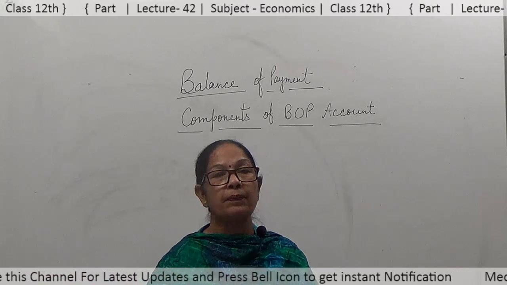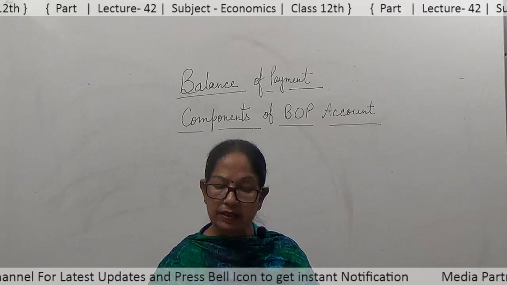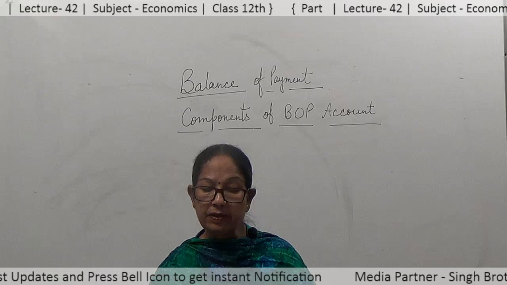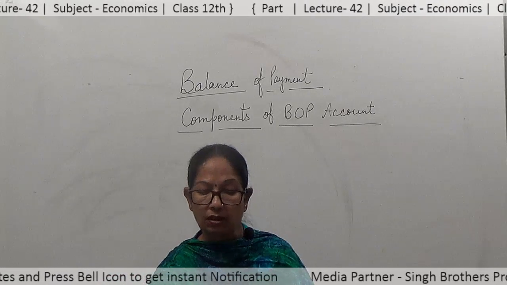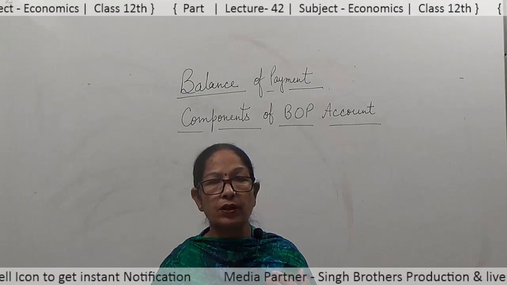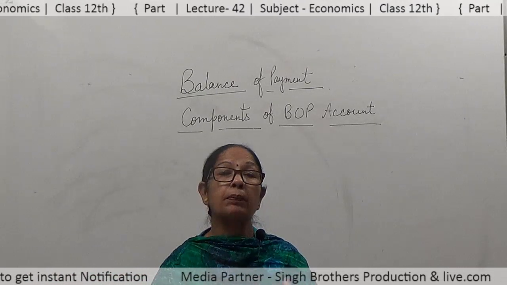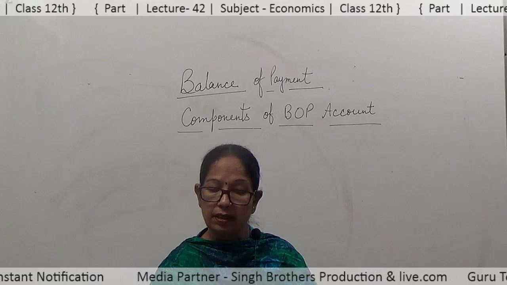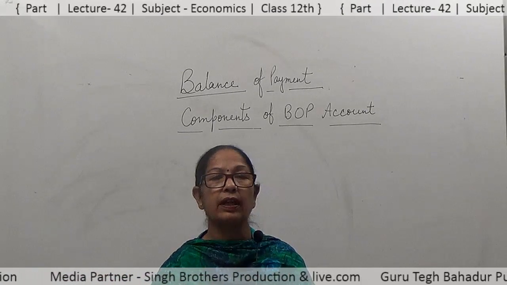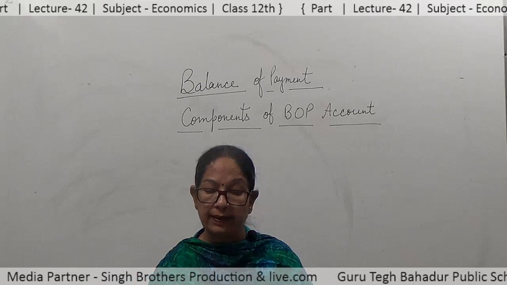Third main component is unilateral transfers. It includes gifts, remittances, indemnities from foreigners. The items in row 3 are called unilateral transfers, which are unrequited, meaning not to be returned, not to be paid back at present or in future. These are also like transfer payments.